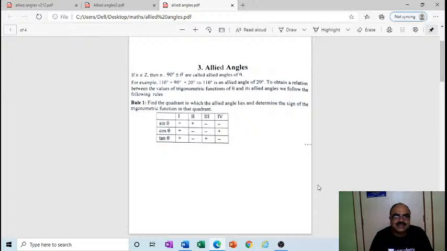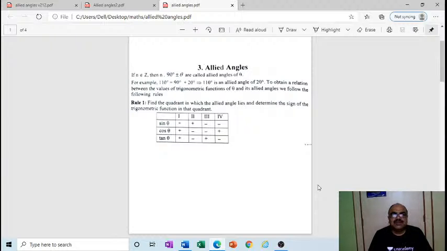Allied angles. If n belongs to Z, n into 90 plus or minus theta is called an allied angle of theta. Example, 110 degrees can be written as 90 plus 20. So 110 is an allied angle of 20 degrees.